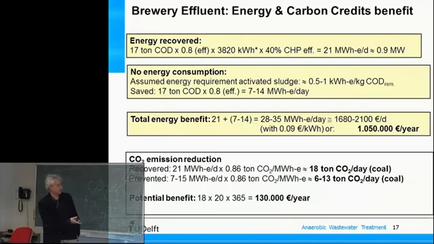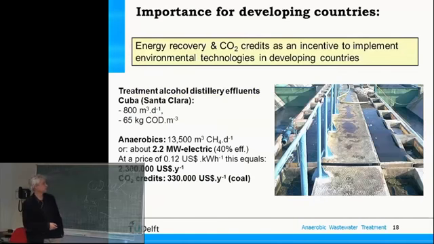Meanwhile, for implementing anaerobic technology, you have this direct energy benefit and maybe the carbon credit benefit, which adds up to a very interesting return on investment for implementing the wastewater treatment technology. Now that is interesting. That also explains why there's such high growth of these types of reactor systems in the developing countries, or why the interest in China is so big.